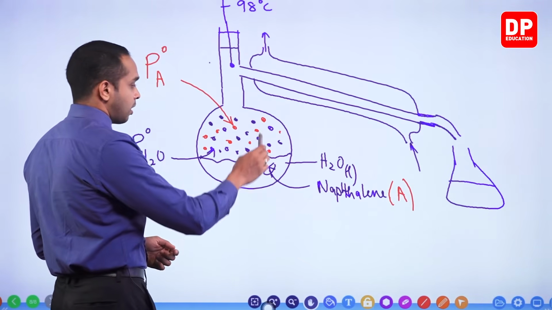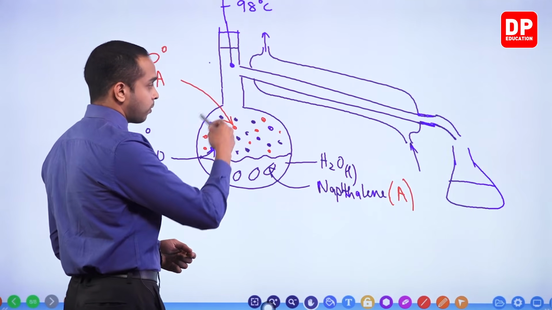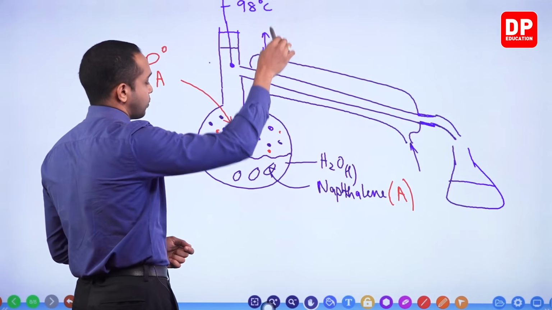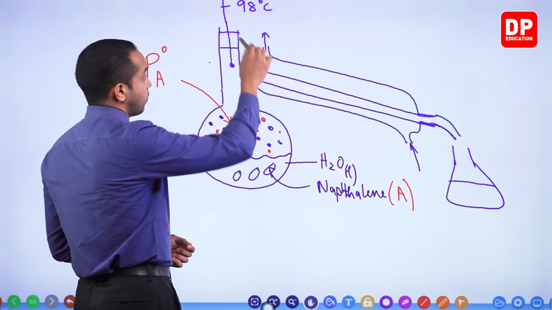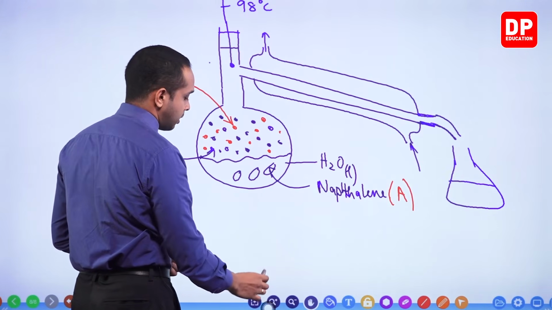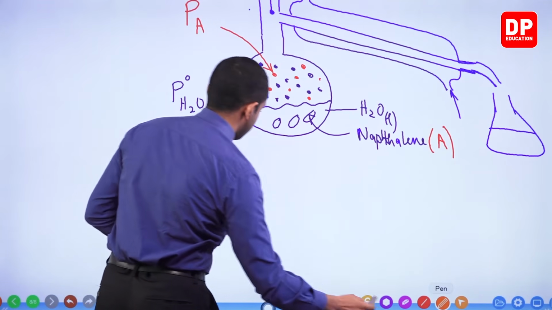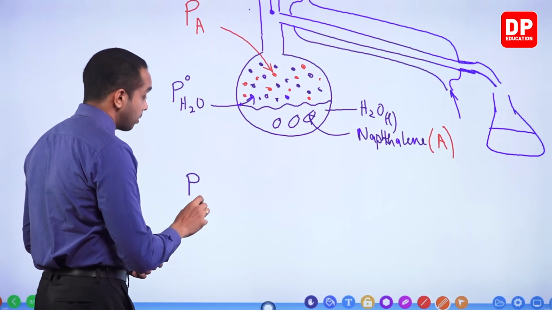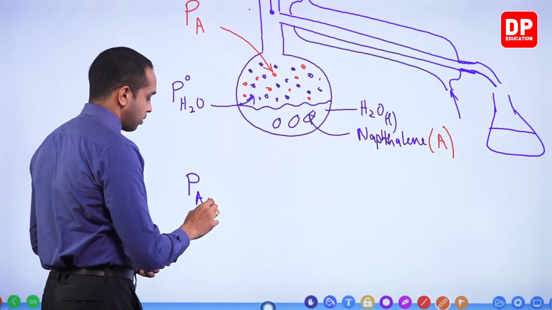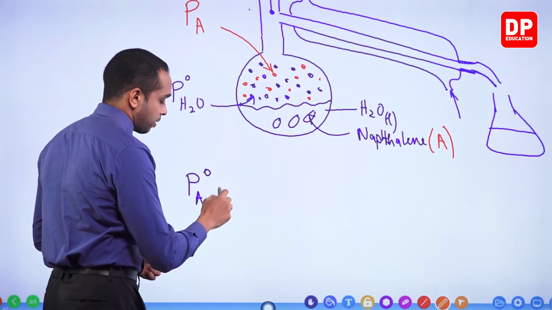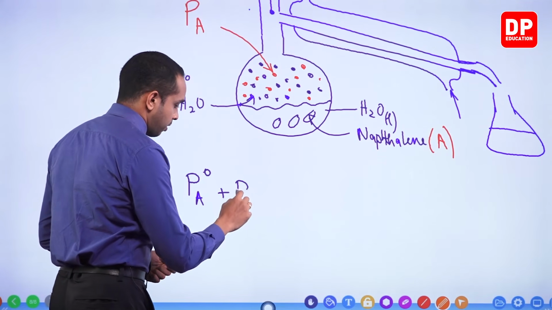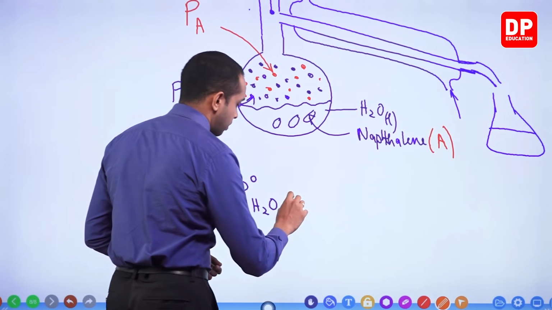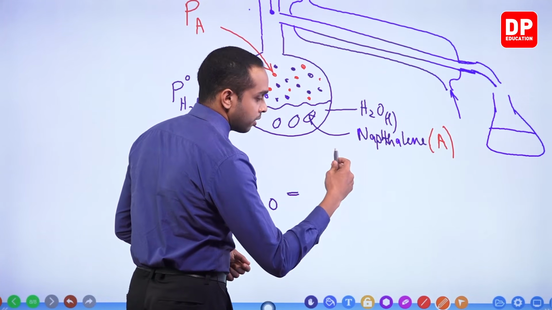So now students, we know for this solution to come to a boil at 98 degrees Celsius, because water is there, water normally boils at 100. For this solution to come to a boil at 98 degrees Celsius, this happens because the saturated vapor pressure of the naphthalene along with the saturated vapor pressure of water combined together is equal to the atmospheric pressure.